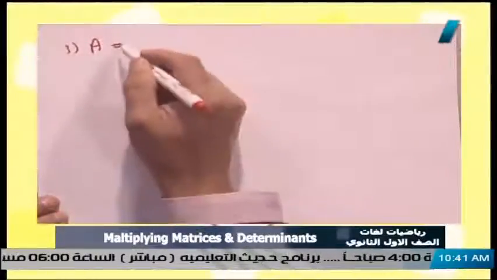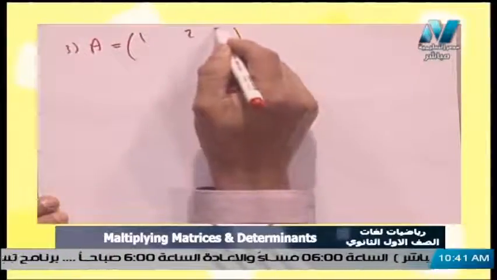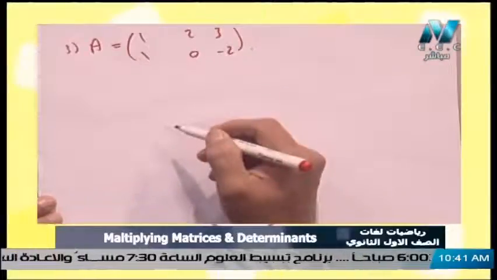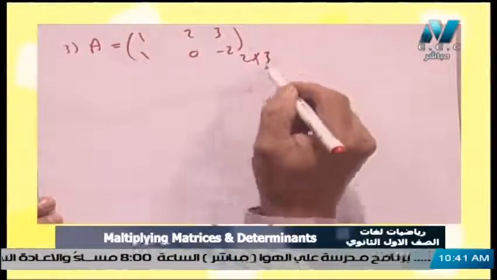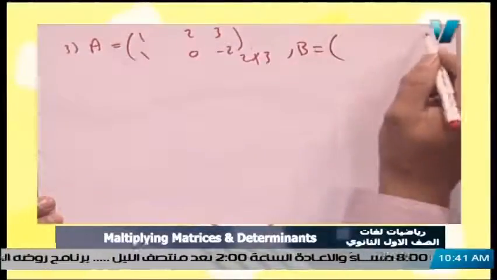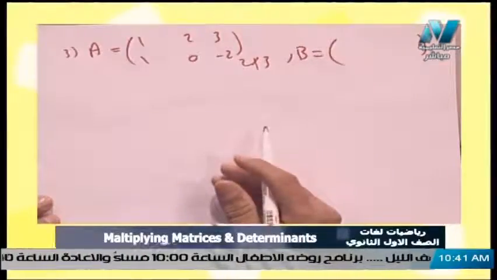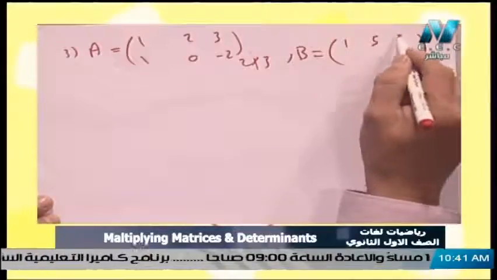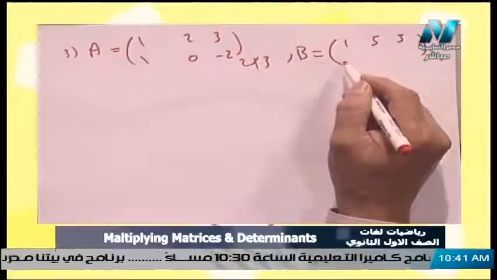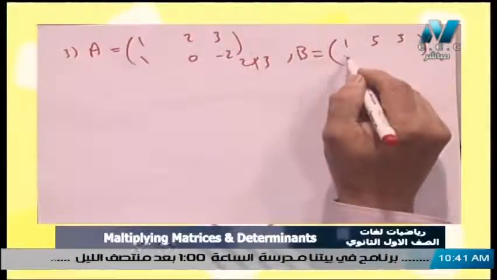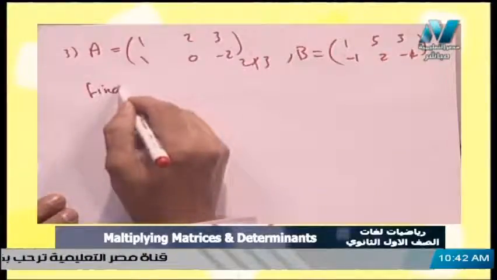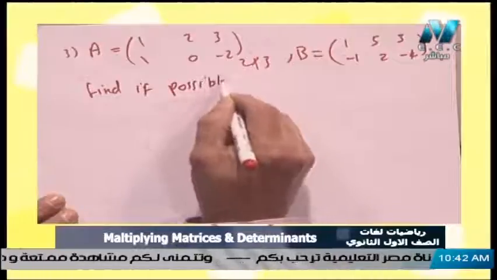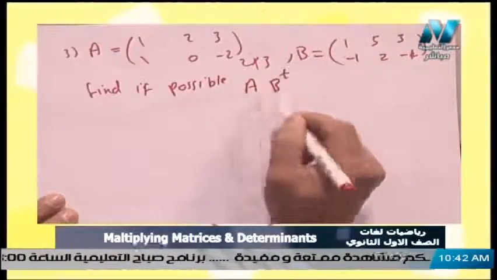If we have another A, example number 3, A here equals 1, 2, 3, 1, 0, negative 2. And of course, this matrix will be 2 rows by 3 columns. And we have the other matrix B, which is 1, 5, 3, and negative 1, 2, negative 4. Find, if possible, A multiplied by B transpose.